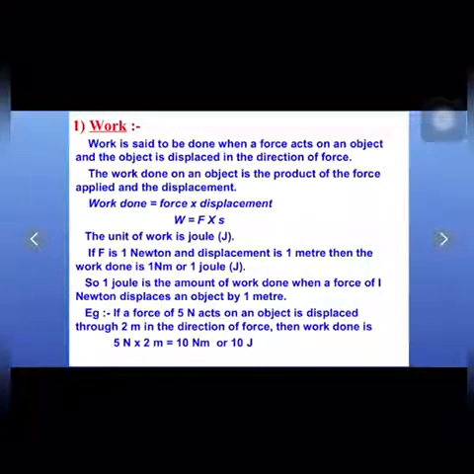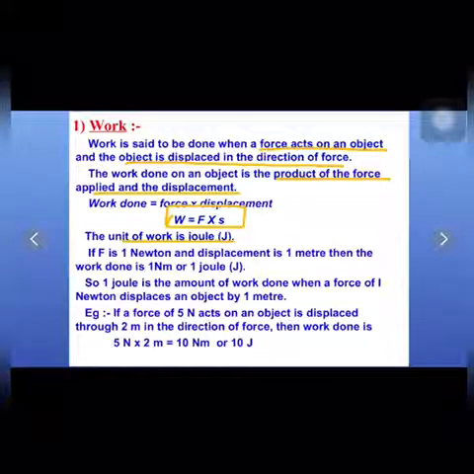So work is said to be done when a force acts on an object and the object is displaced in the direction of force. Then we say that work is done. The work done on an object is also the product of the force applied and the displacement. From here the formula for work done comes out to be force into displacement, where force is denoted by the letter F and displacement is denoted by the letter S and work done by W. So work done is equal to force into displacement, and the SI unit of work is joules.